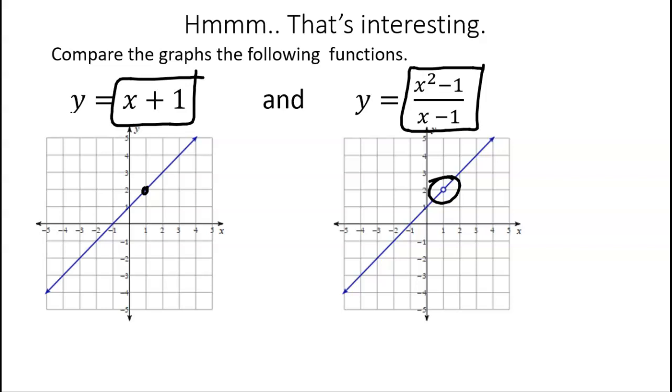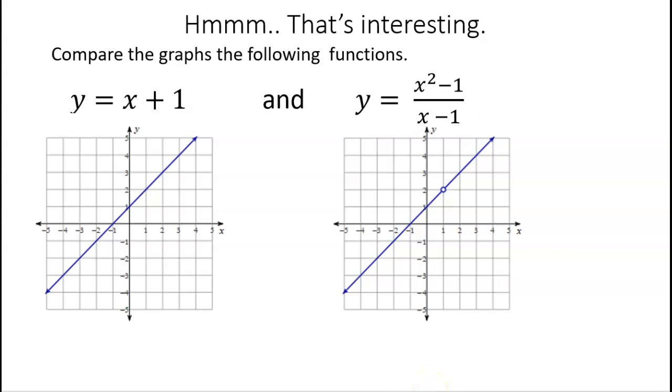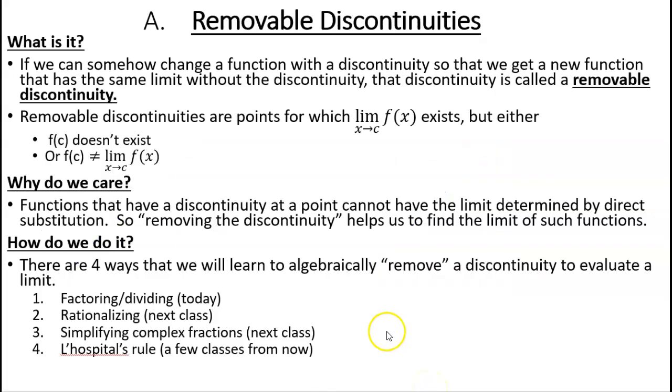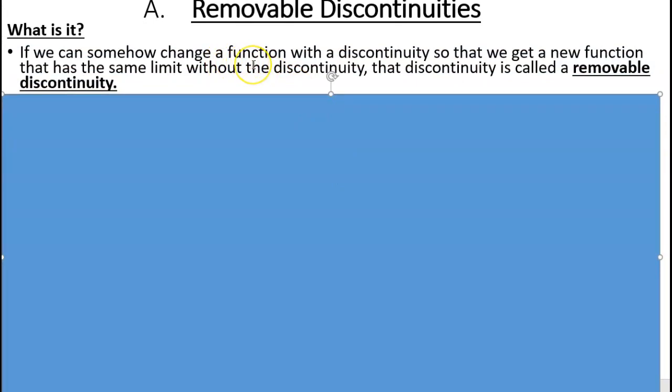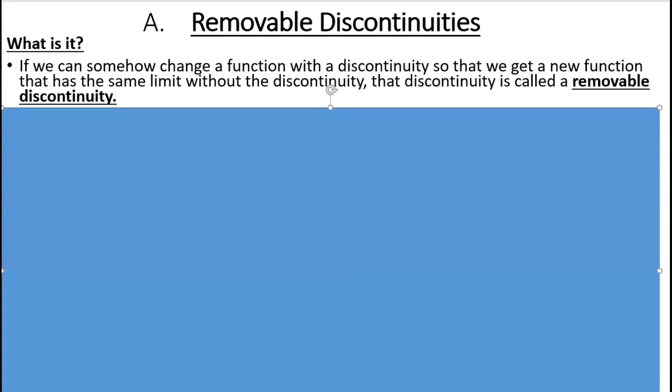So let's go ahead and jump in and do a couple of problems to bring this thing to life for us. So before we jump into some examples, I'll just kind of go over this summary, not stuff that I've already talked about, but it's in your notes, so I want to make sure that it's clear. So if you need to make any adjustments, you can. So removable discontinuities, what are they? If you can somehow change a function with a discontinuity so that you get a new function that has the same limit without that discontinuity, then we would call that a removable discontinuity.